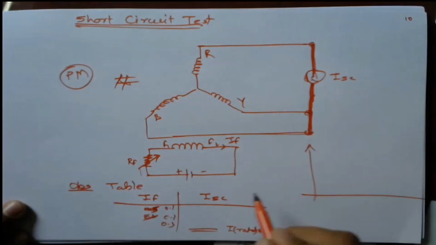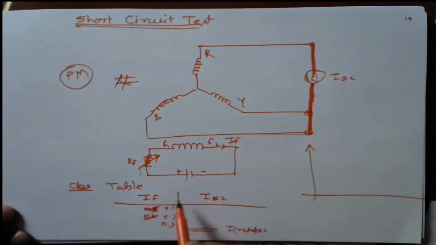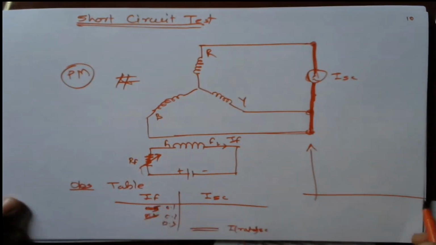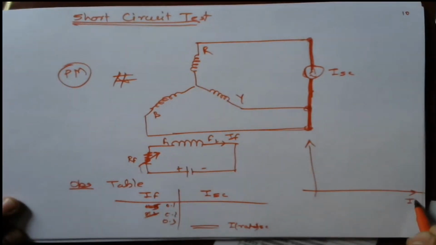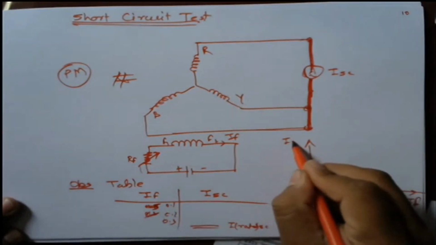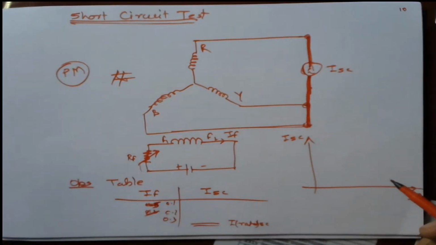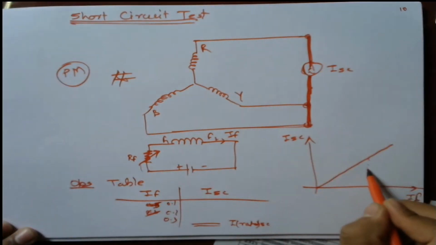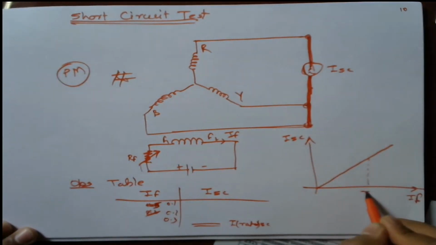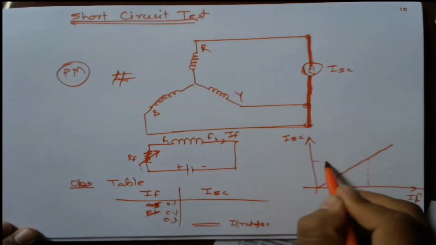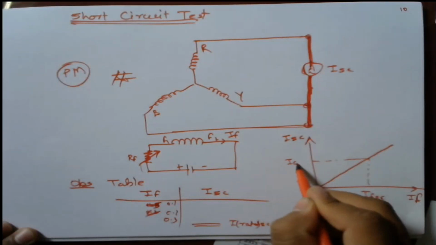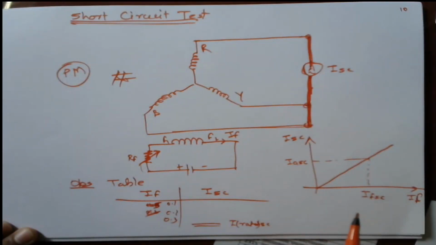Once I get the values of ISC versus IF, I will plot this characteristic. This is the field current and this is ISC, the short circuit current. So this will be a gradual, linear relation, and I will get one straight line. This is IFSC, at which I will get the rated short circuit current, that is IASC.